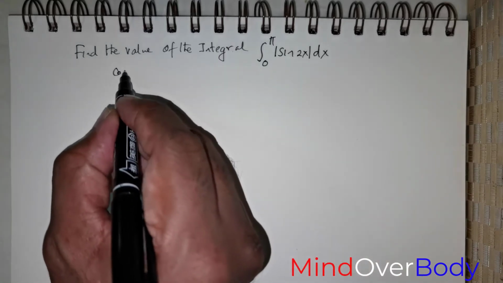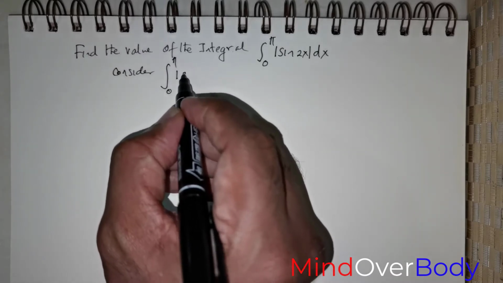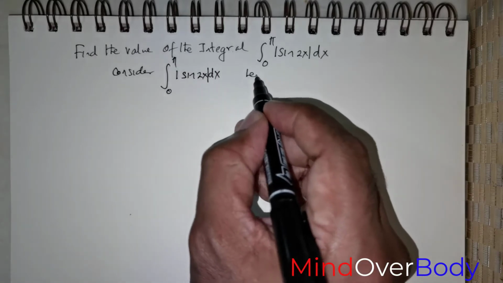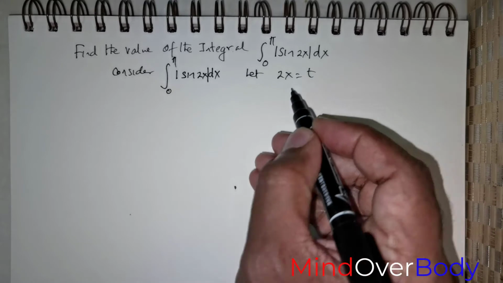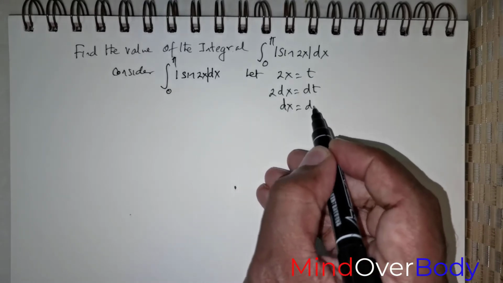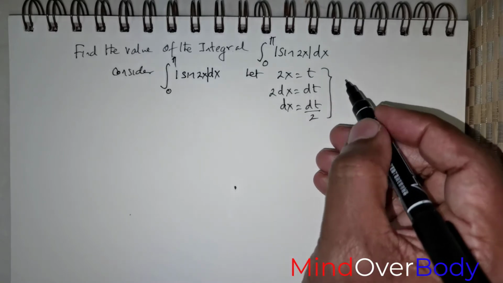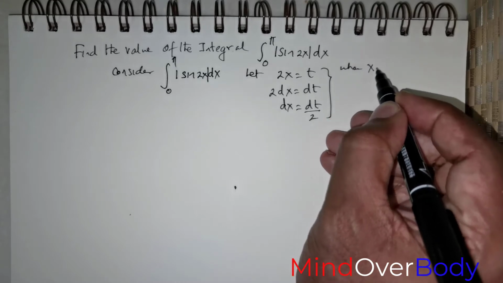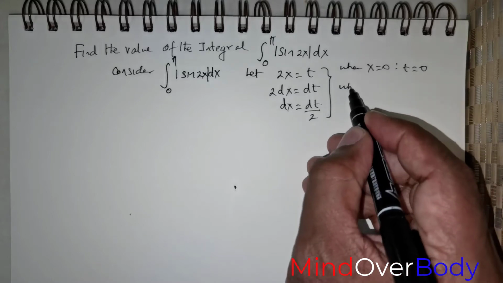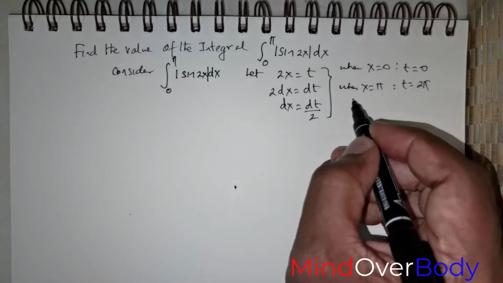Now foremost, what I wish to do is consider the given question, integral 0 to pi of modulus of sin 2x dx. Now I'm going to substitute: let 2x be equal to t. So from here, 2 times dx is dt, and dx is dt over 2. Now let me transfer the limits in terms of t. When x is equal to 0, we get t equal to 0. When x is equal to pi, we get t equal to 2 pi.